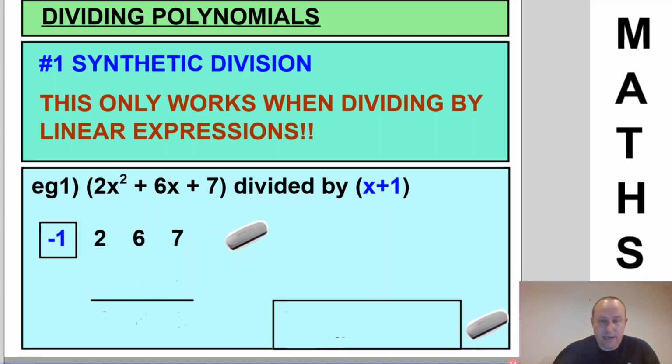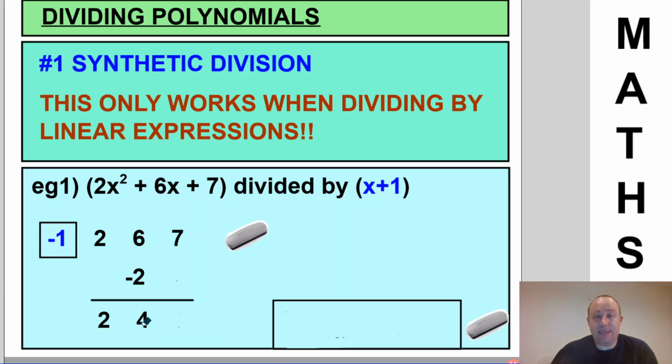Now, when it comes to actually working out the steps, this is what we're going to do. The first step is to bring down this first number, so the 2. You then multiply these 2 numbers together. So negative 1 times 2 is negative 2. And you write that underneath the next column. Then you add these 2 things together. So 6 add negative 2 is positive 4.